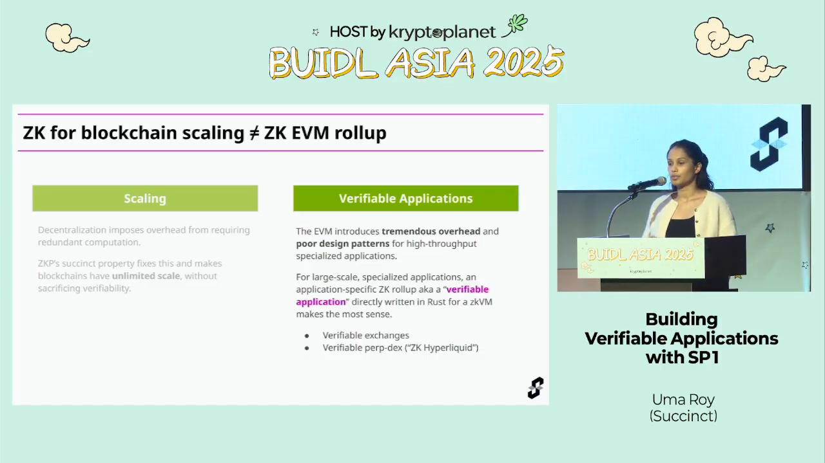For really large-scale specialized applications, you can just write your logic in normal Rust code, for example, verifiable exchange or verifiable perpdex, and then you just directly prove it in a ZK VM and you settle to some base layer. And so this paradigm of verifiable applications is something that we're going to be talking about more in the future, and something I'm excited about to see verifiable applications beyond just ZK EVM rollups for scaling blockchain use cases.